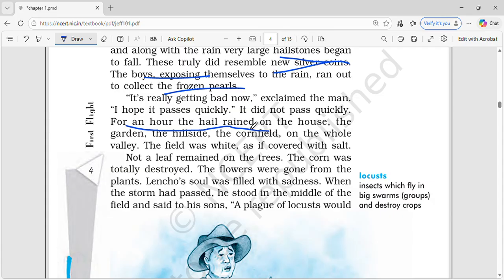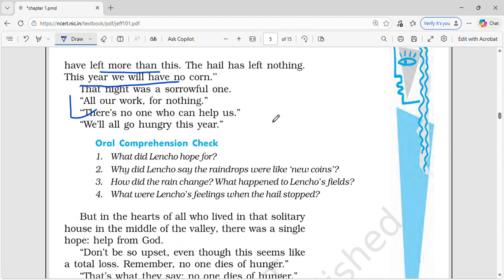So when the storm had passed, he stood in the middle of the field and said to his sons that a plague of locusts, what is that? It's basically insects which fly in big swarms and destroy crops. They would also leave something or the other, but this hail left nothing, no corn, nothing. So basically we will have nothing to eat this year. This night was a very sorrowful night, and all of our work was wasted, it was for nothing. There's no one who can help us, and we have to go hungry all year.